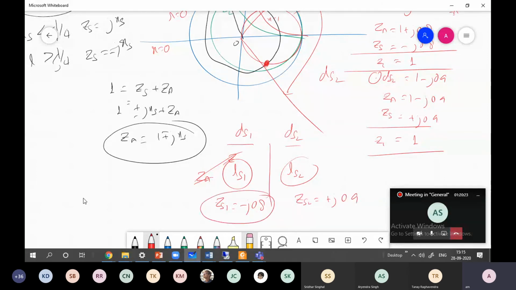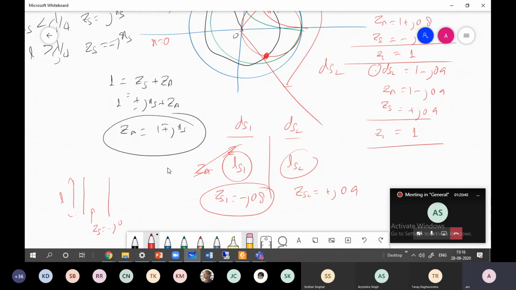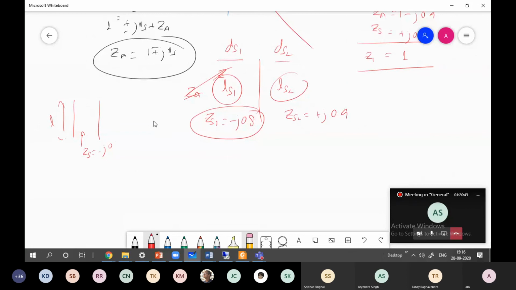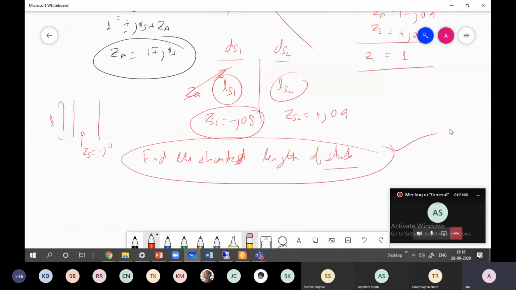So for an open circuit stub whose input impedance is minus j0.8, what should be the length? That you need to find out. I will request you to find the shortest length. You can write down: find the shortest length of the stub. Because one will give you a larger length and one will give you a smaller length. If I ask you to find the shortest length, you will have only one solution.